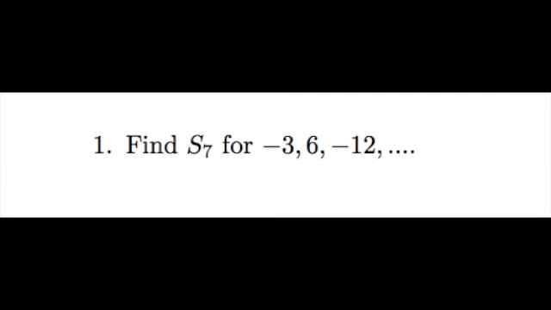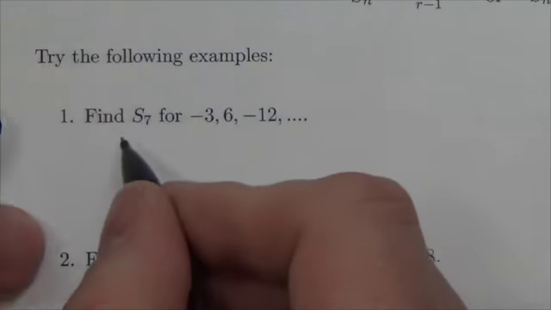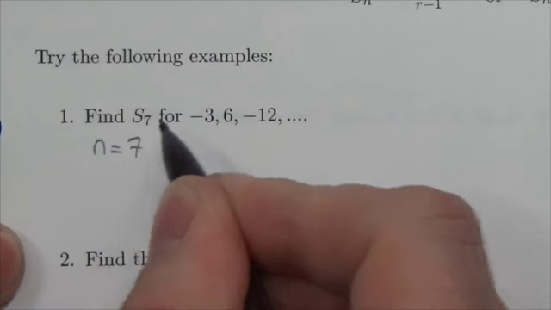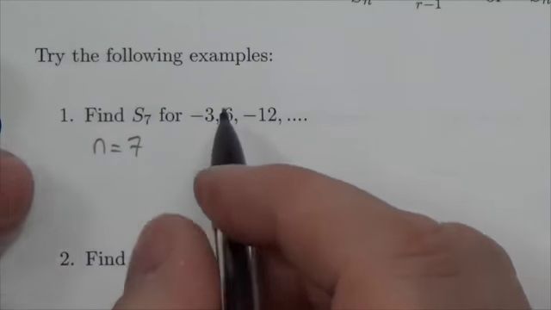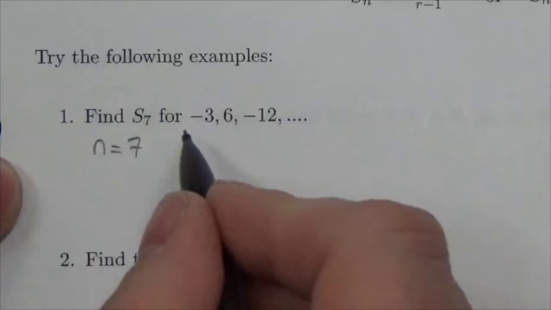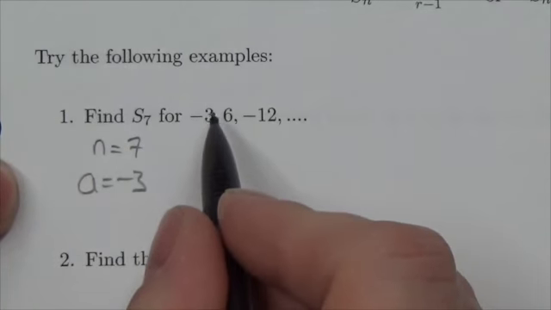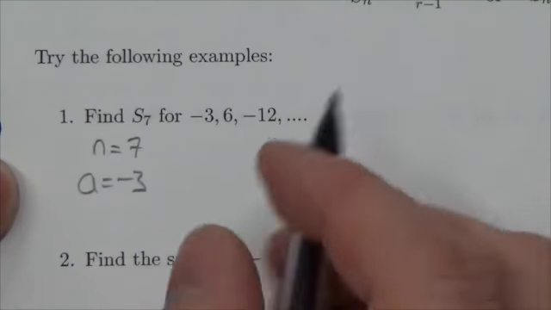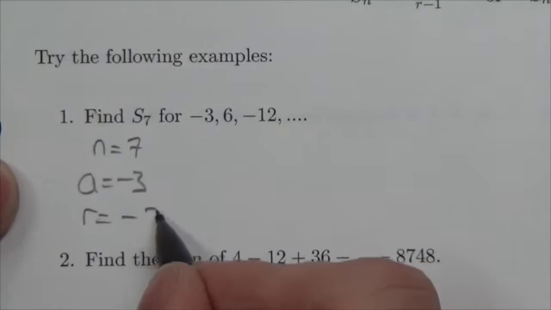Find the sum of the first 7 terms of the sequence -3, 6, -12, and so on. So in this example, we're going to look for the 7th sum. That means that our n variable in this problem is going to be 7, because remember the subscript of the S should be the n variable. Now let's take a quick look at our sequence. The a value here is -3, and our r value, now notice it's an alternating sequence, so our r value is going to be negative, and to go from -3 to 6 we're going to multiply by -2.